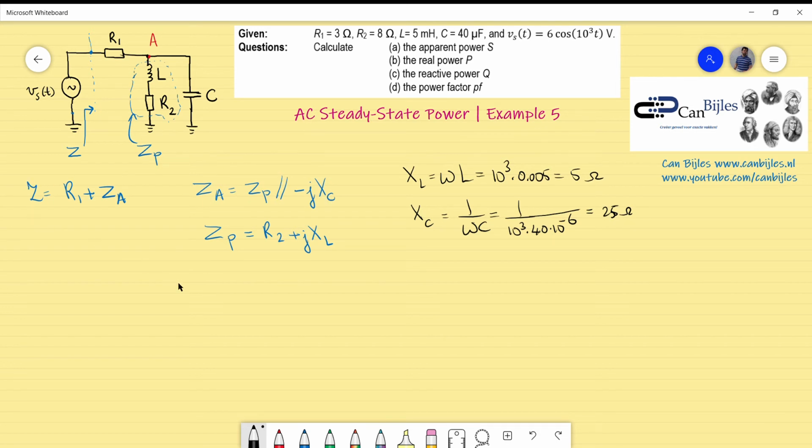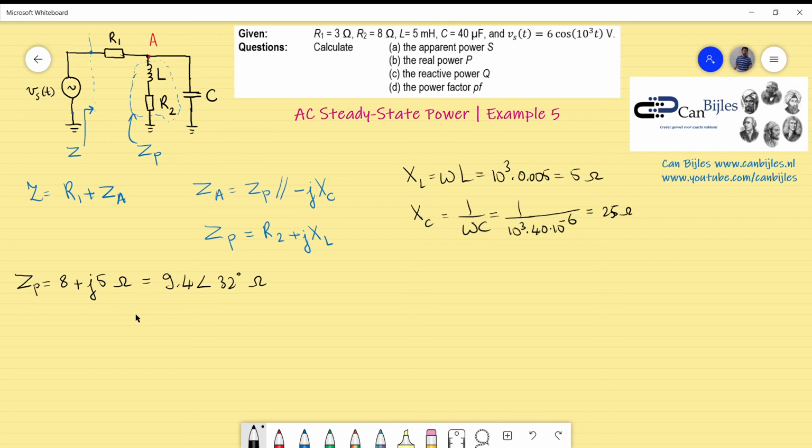So let's move on to ZP, which is 8 plus j5 ohms, R2 plus jXL. That's actually for this situation. I can of course convert this to the polar notation. Let's do that for this case also. So it's 9.4 phase 32 degrees, and it's in ohms.